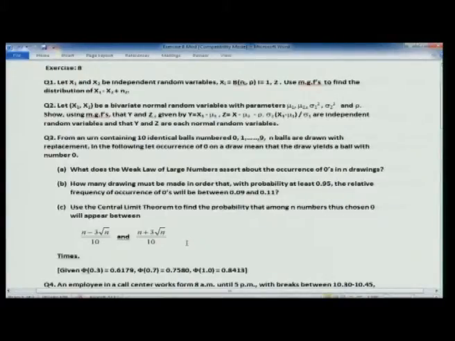So, we draw a ball and then put it back. We just notice the number. In the following, let occurrence of 0 on a draw mean that the draw yields a ball with number 0. So, whenever the occurrence of 0 means that you draw a ball, you note down the number. If it is a 0, then the draw yields a ball with number 0, and then we put the ball back, right.